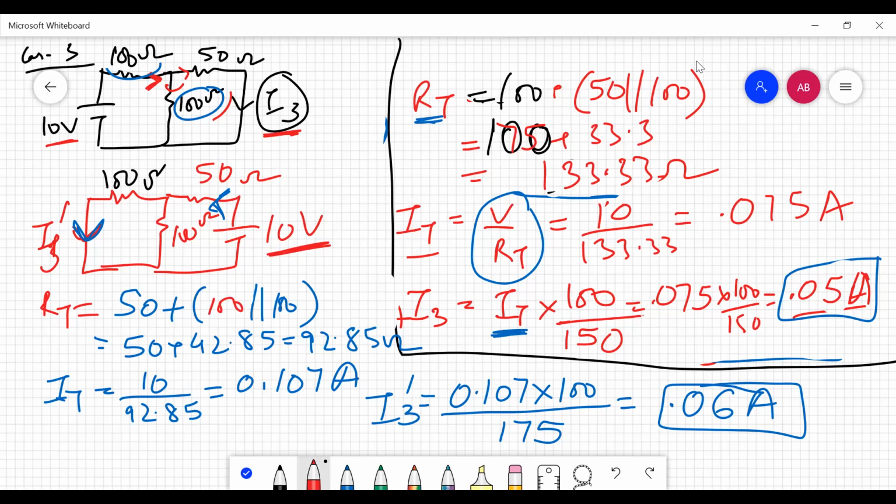So 100 in parallel with 100 will give me a value of 50 ohms. That is going to give me the final resistance as total 100 ohms. So here the total current will be equal to 10 divided by 100, and that will be equal to 0.1 amperes.